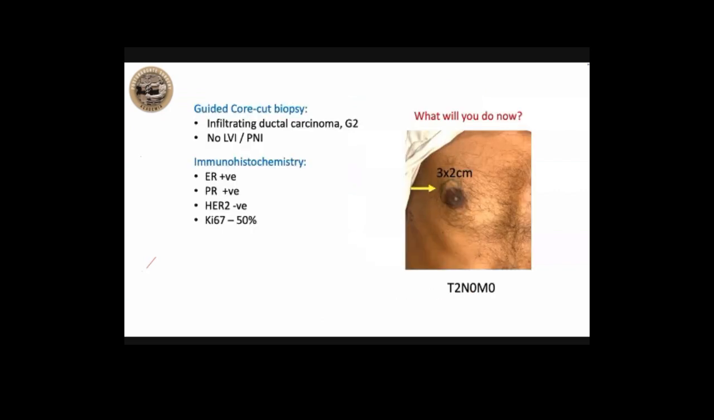Core cut biopsy. So the ultrasound guided biopsy shows infiltrating ductal carcinoma, moderately differentiated, no LVI, no PNI, immunohistochemistry ER PR positive, HER2 negative, and Ki67 50%. The percentages of those are actually not written. Ki67 50%, and up to this staging is T2N0MX. So what will be the molecular subtype of this? As the Ki67 is 50%, so the molecular subtype is luminal B. Luminal B.